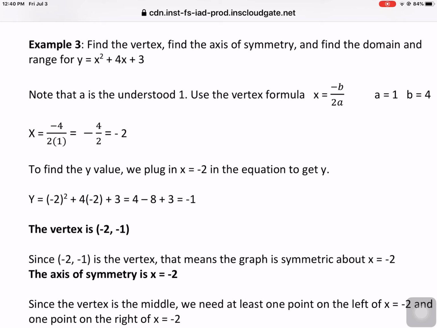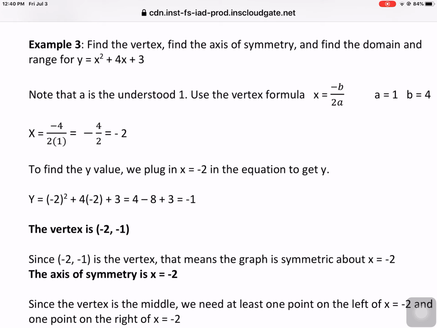To find the y value, we plug in x equals negative 2 in the equation to get y. Y equals negative 2 squared plus 4 times negative 2 plus 3. Negative 2 squared equals 4. 4 times negative 2 equals minus 8, and then the plus 3. 4 minus 8 plus 3 equals negative 1. So the vertex is x equals negative 2, y equals negative 1.